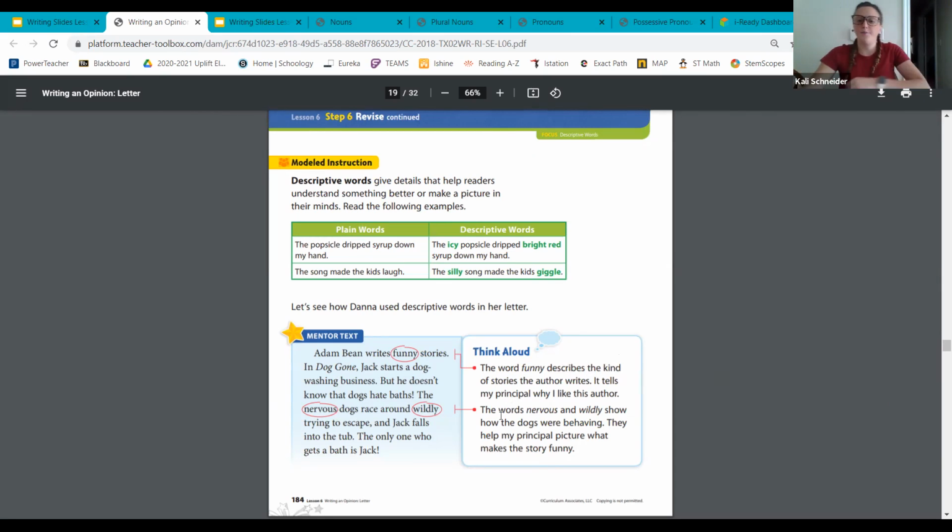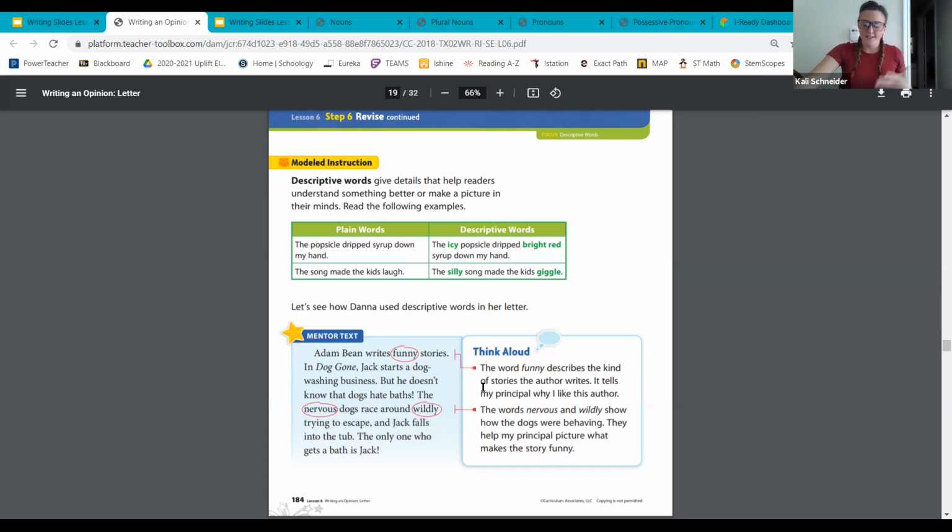Let's look over here too. The words nervous and wildly show how the dogs were behaving. They help my principal picture what makes the story funny. Okay, so that's a really good use of some descriptive words in here so we can see it and picture it better. So let's go ahead.